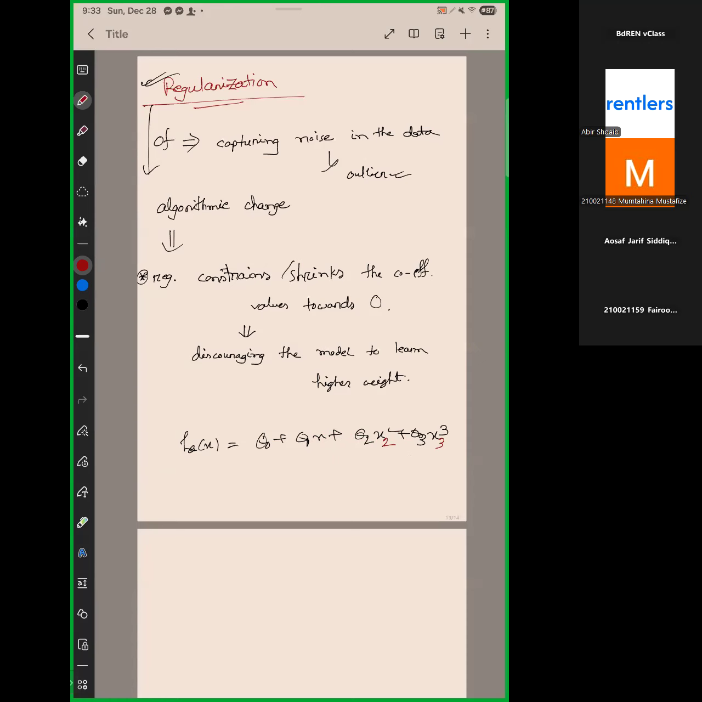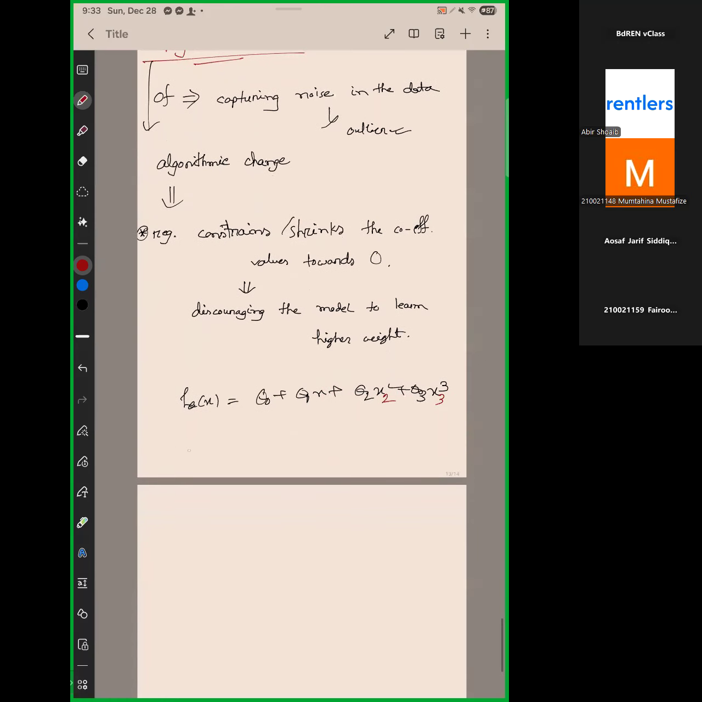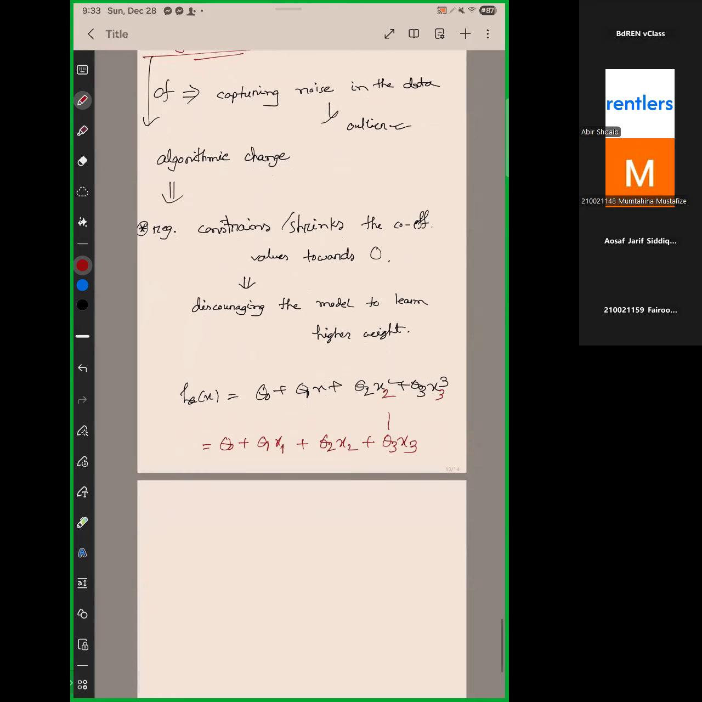Weight factor is how much it is giving the weight. So for instance, if your scenario is like this, theta 0 plus theta 1 x1, theta 2 x2, theta 3 x3. So if this theta is very high, that means this particular feature x3 is getting more priority. তাই না? আমার কথা বোঝা গেছে? Yes, sir.